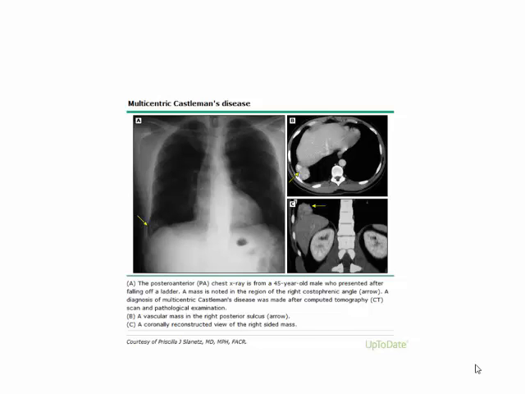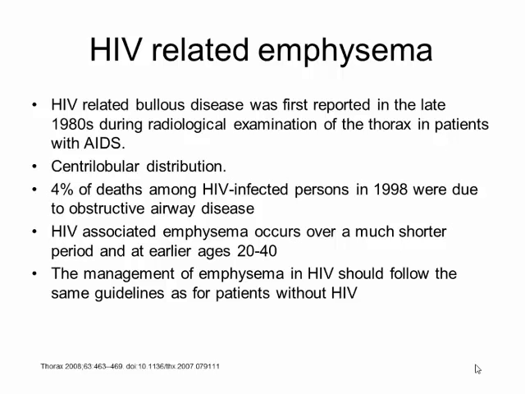It's a mass, and this is an incidental finding. It's not necessarily in an HIV patient. Incidental finding here, you biopsy it, and it's Castleman disease, and then treatment is taken away, plus or minus chemotherapy or immunotherapy.